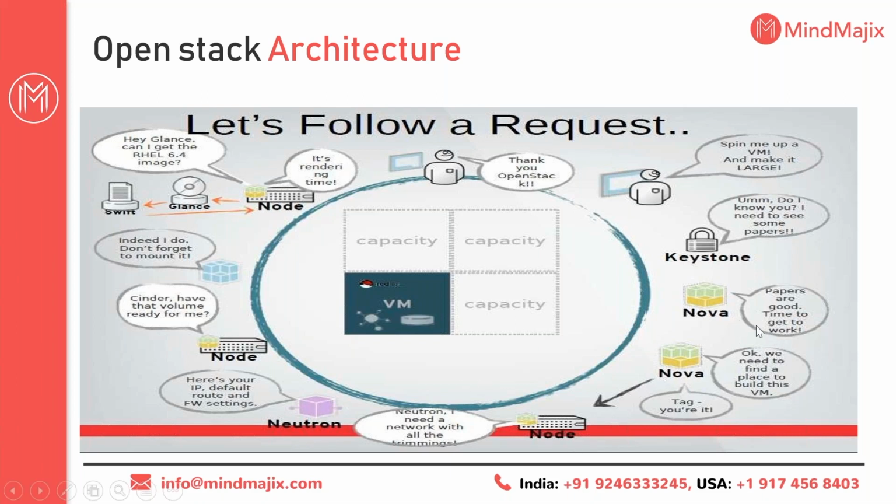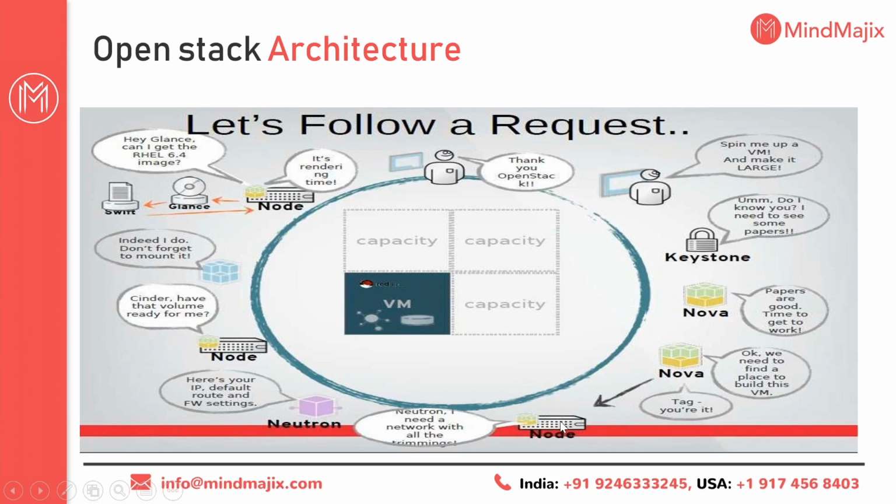Here it is saying, okay, we need to find a place to build this VM. In Keystone, it is asking, need to see some papers. It means it is saying that I need to see whether this person is registered with us or not, whether this person is authorized or not. So after Keystone, it will go to Nova. It will find a place where it should launch a VM. It will get a node.